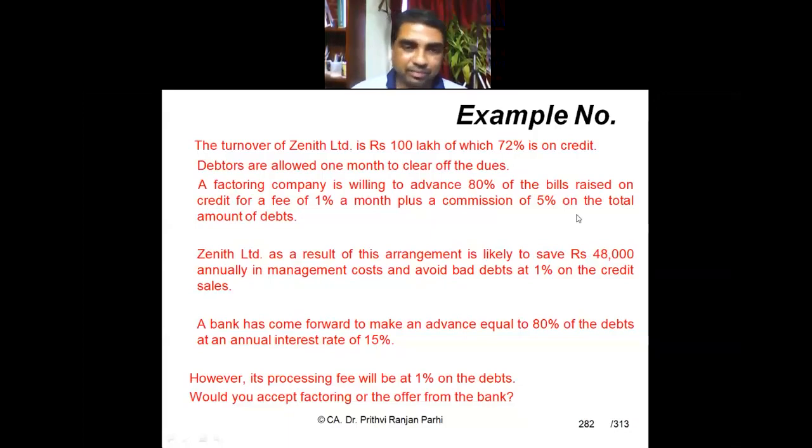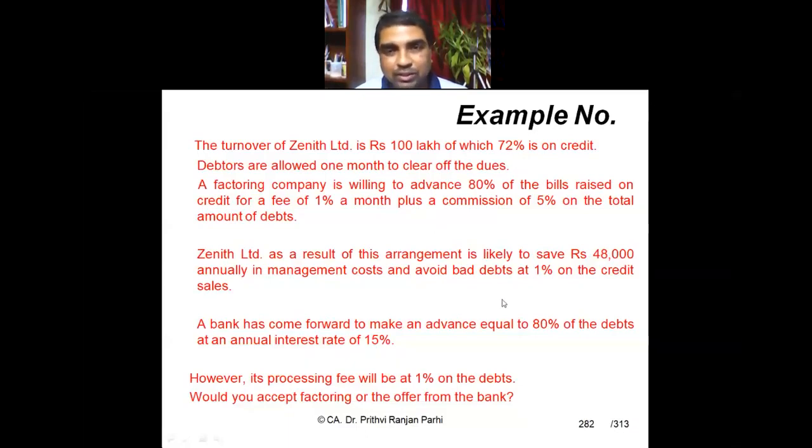Now next point. The bank has come forward to make an advance equal to 80% of debt at an annual interest rate of 15%. That is another alternative. Instead of factoring, we can go for this bank finance. The bank is ready to give us finance equal to 80% of the debts at an interest rate of 15%. However, there will be a processing fee of 1%. The question is whether we would accept factoring or the offer of the bank. Whether we'll go for bank finance or factoring, that is the question.